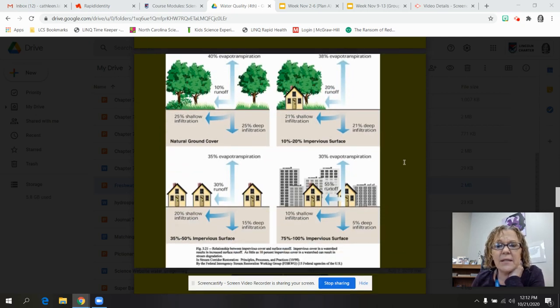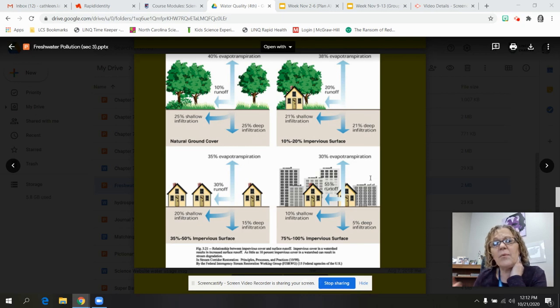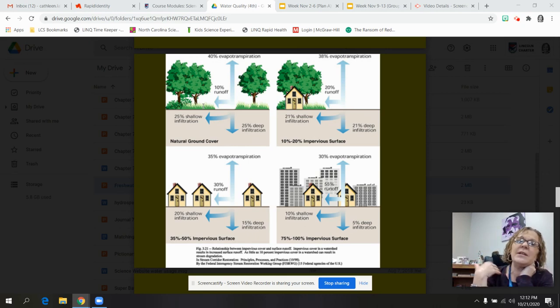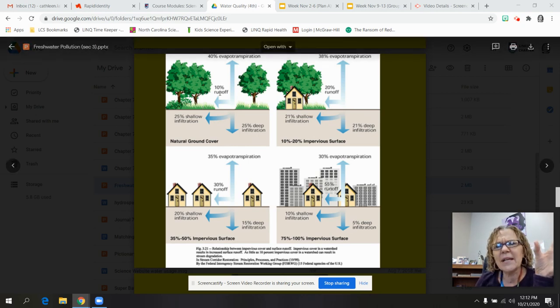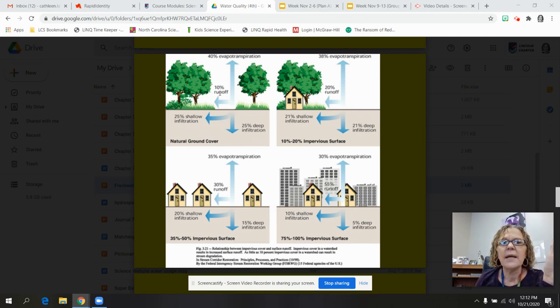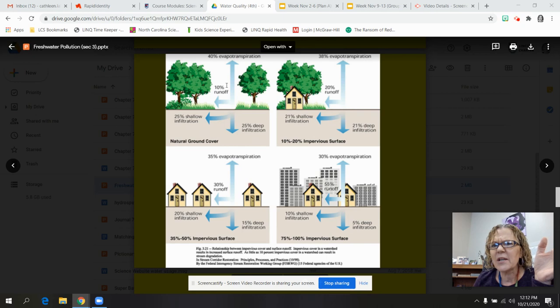So I want you to take a look at this animated picture, and I will explain it to you. Okay, start at the top left. All right, so because of the trees and the grass and the bushes, it's a park. So when it rains, this is what happens. You have about 10% of that rainfall, that precipitation, that will run off, okay? About 40% of it will just sit there on the leaves of the trees and the grass, and the sun will get it to evaporate. So it goes back into the atmosphere as vapor.